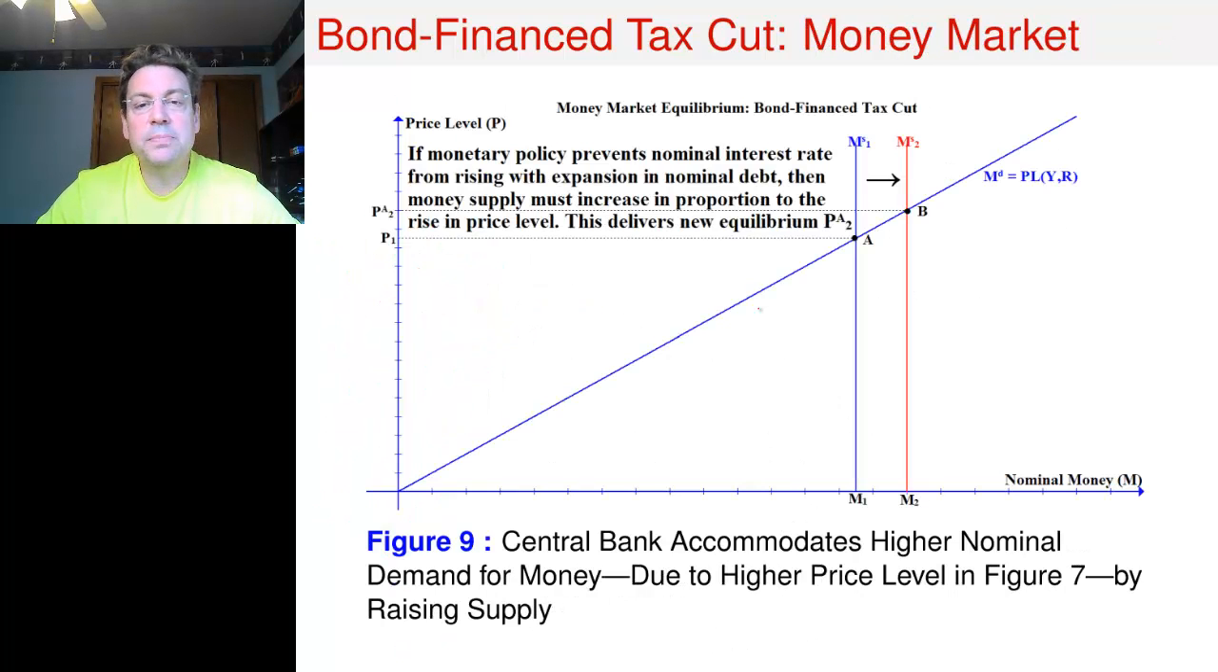So what do we see happening? Well, now we go back to the money market, and whereas before we had nothing changing, now what we have is, in order to keep the interest rate from rising, the central bank is going to have to supply more money. And as the central bank supplies more money, demanders are going to slide up this demand curve, and they're going to have to supply exactly enough money so that the price level in the money market is the same as the price level in the bond market.